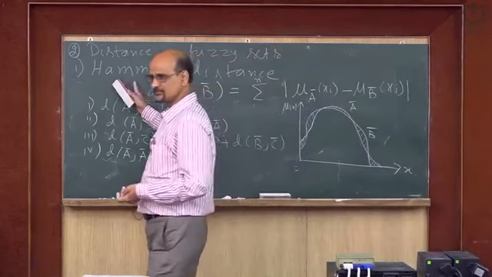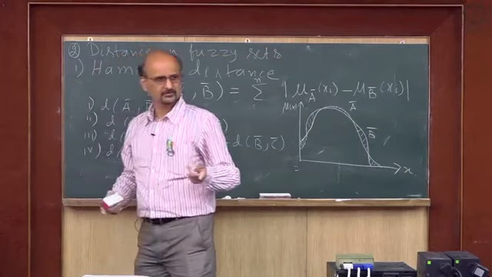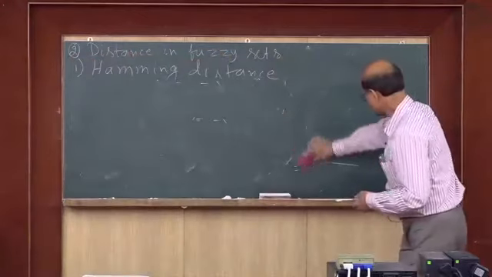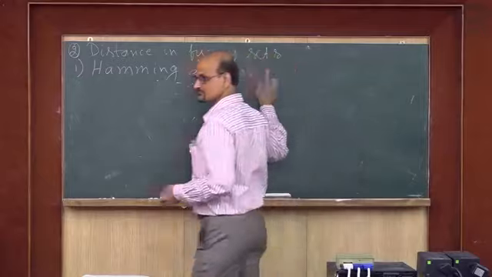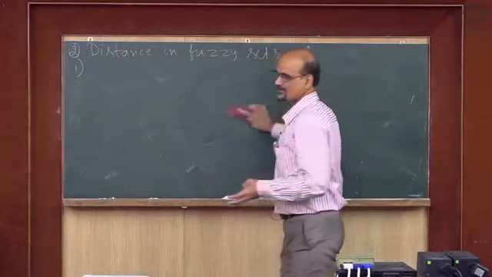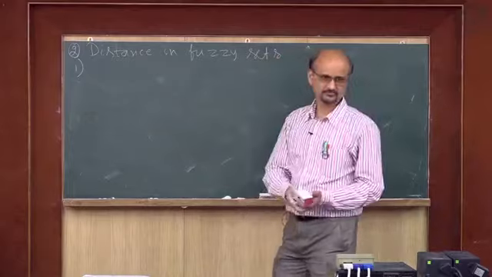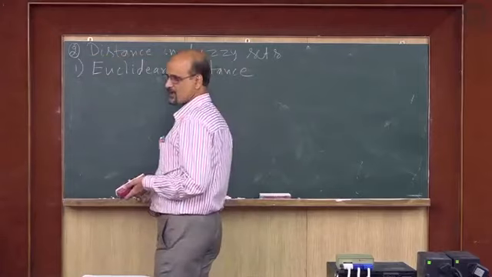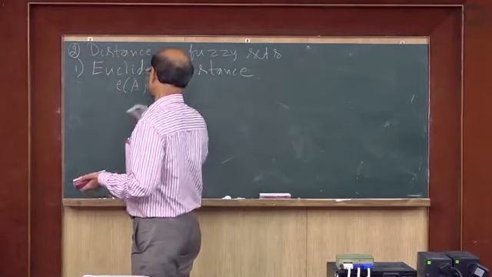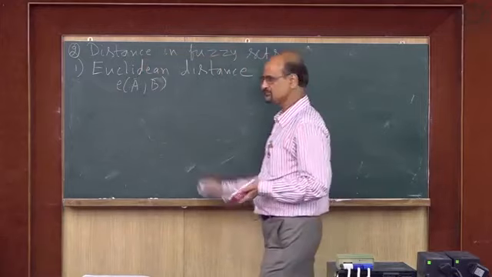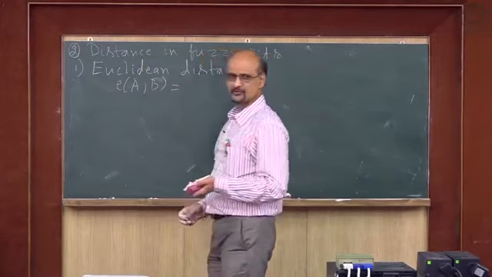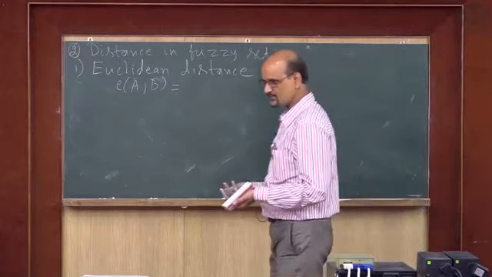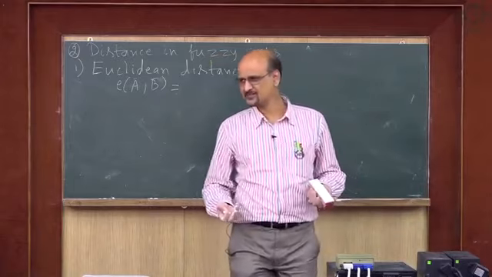Now come to the second type of distance, that was the Euclidean, which you have also read for crisp sets. I told you that these will all be in terms of the membership function. And we denote this by E of A B. And this Euclidean distance, yes, sigma will be there, but something more will be there.